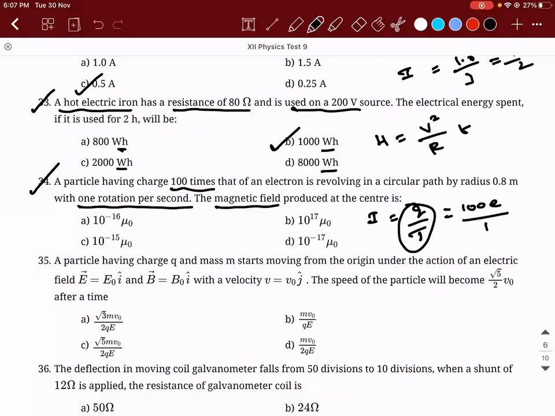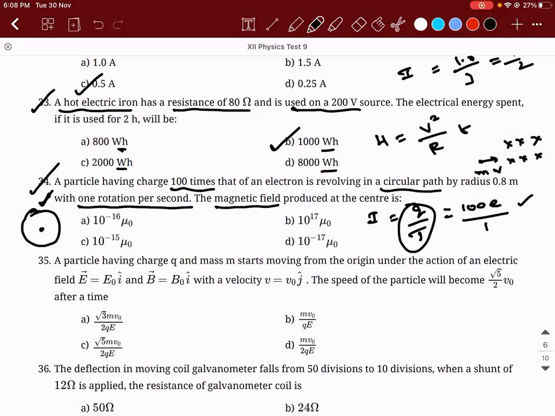Read the question carefully. The common mistake we make is, whenever we see a circular path, we use R is equal to MV by QB. But that concept says that when there is already a magnetic field existing and you project a charged particle perpendicular to the magnetic field, then it will follow a circular path. But here, the charged particle is in a circular path, and due to its rotation there is a magnetic field produced at the center. So what is that value is the question. So I is equal to this much value.